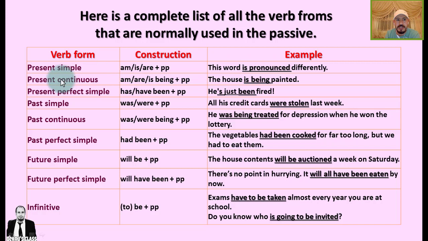For example, in the present continuous, we use the same thing. We have the verb to be, am being, are being, or is being, plus the past participle of the verb. For example, the house is being painted, and so on until the end. So you can pause and look at these sentences, how they are constructed in the passive voice.